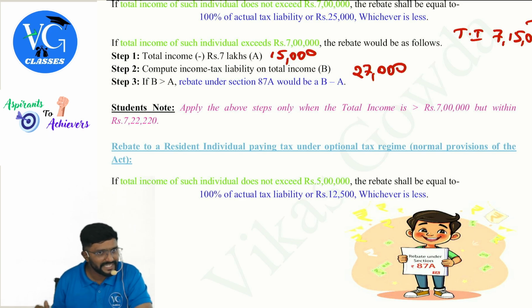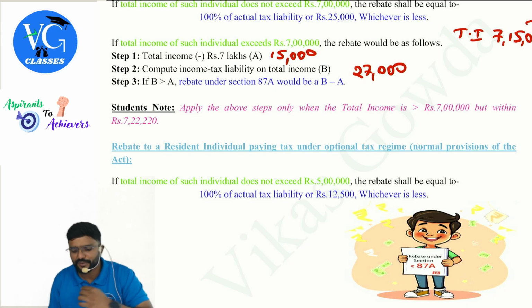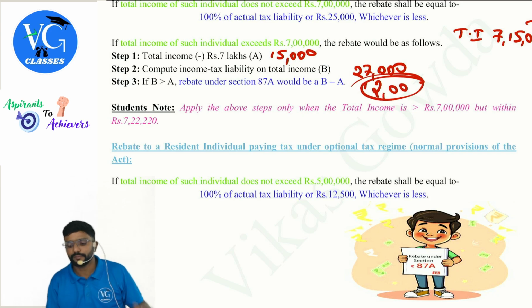Okay, you have to apply slab rates and calculate under the default regime. I'm just taking 27,000. If B is more than A, you are eligible for rebate. Is B more than A in my case? Yes. By how much, sir? 12,000. 12,000 is the rebate available for me.